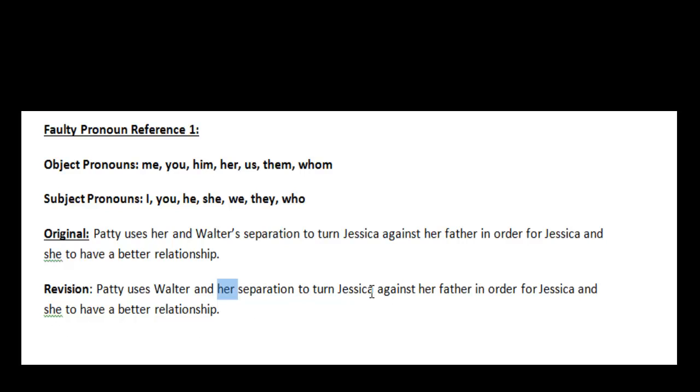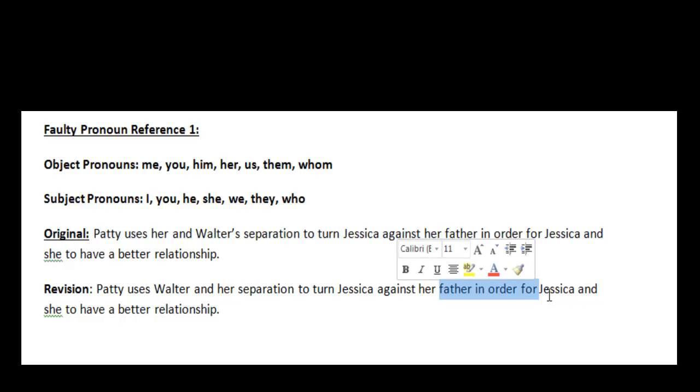Jessica is Patty's daughter, which, you know, if you've read the novel in question, would be clear to you. But the problem is that "she" is actually, and my grammar check even spots this, a subject pronoun. However, we're looking at a prepositional phrase here, and we know that pronouns that are part of a prepositional phrase are object pronouns.